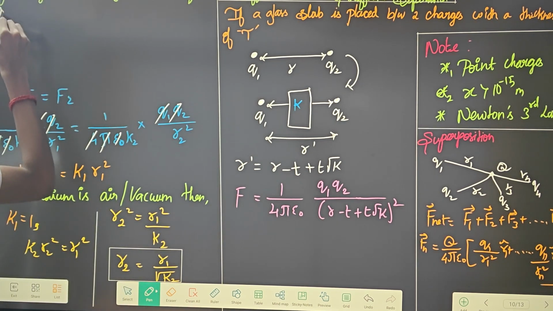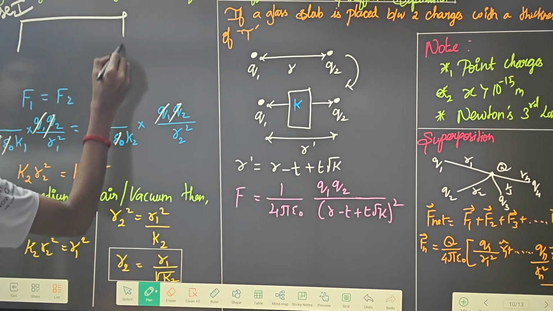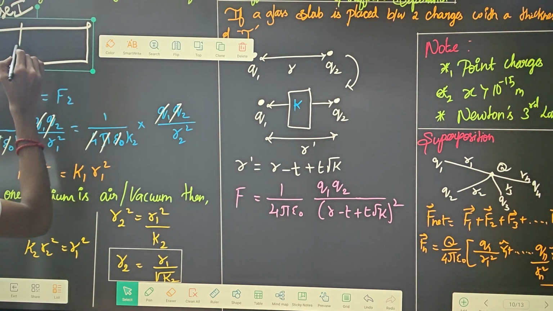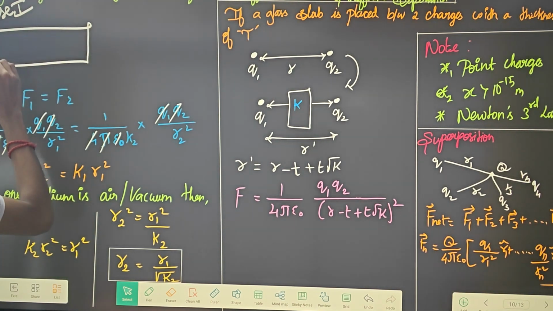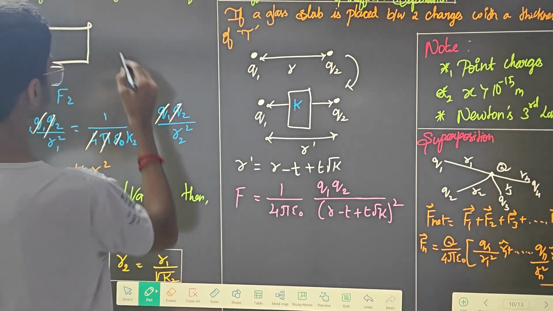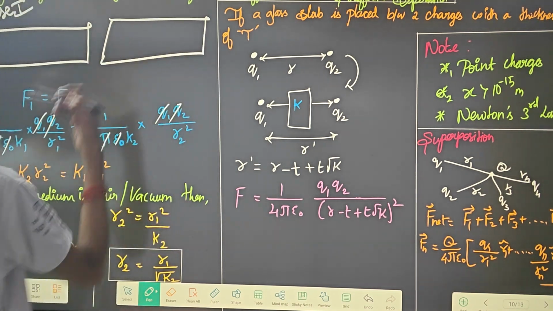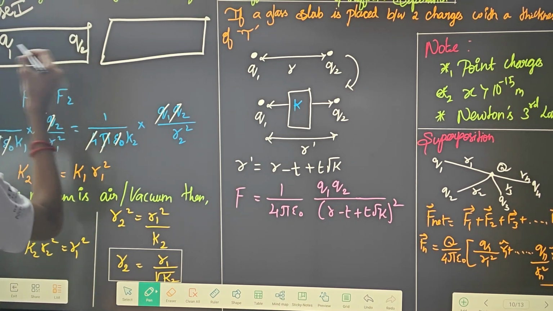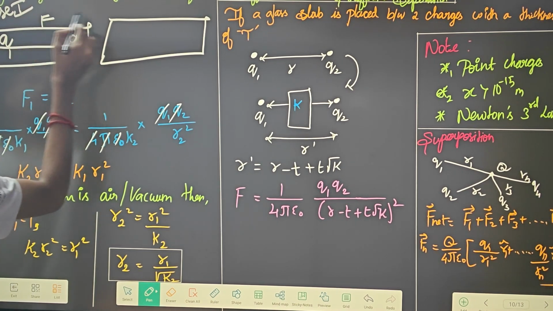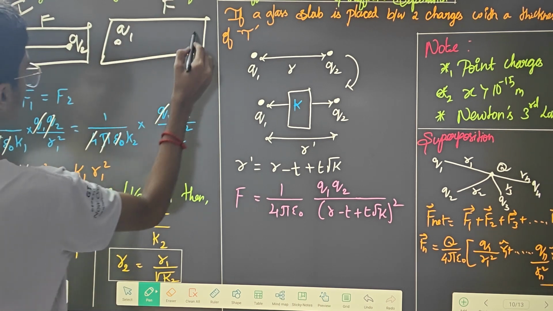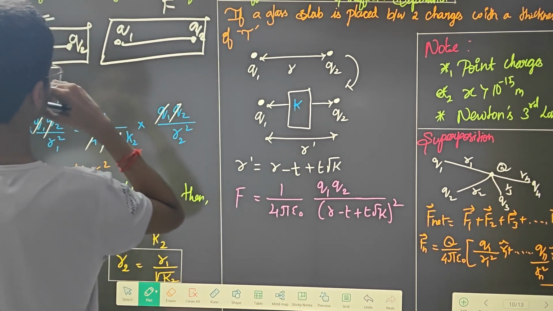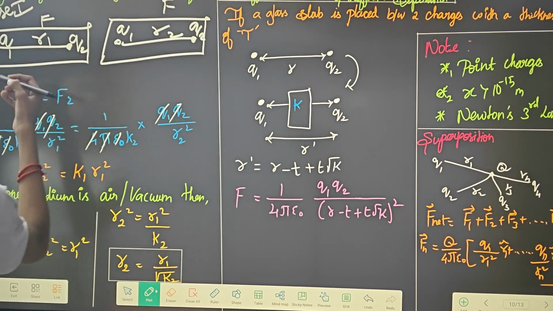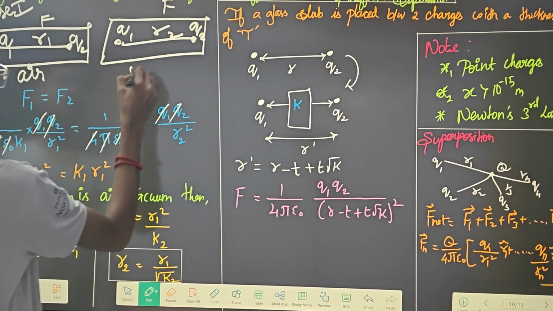So case one. Okay, so this is q1, this is q2. These two are having some force. That force is actually equal here and here. Here also q1, same q1. Here also same q2. Here also they both are equal. Here it is r1, here it is r2. And here, see, it is in different medium. That means it is actually in air. Here it is in water.